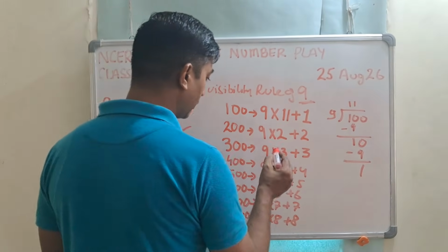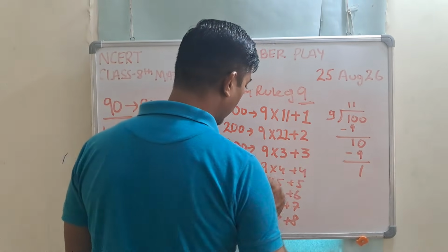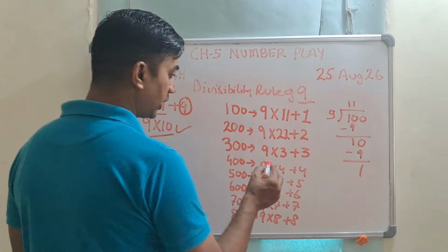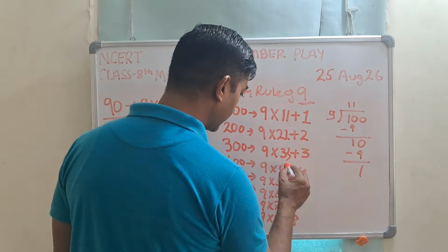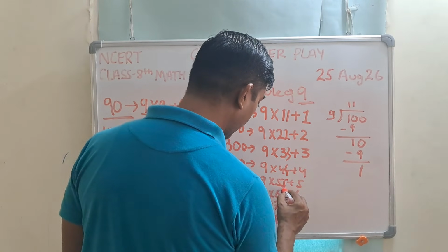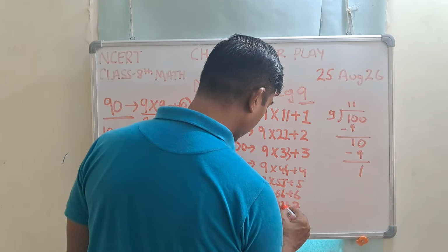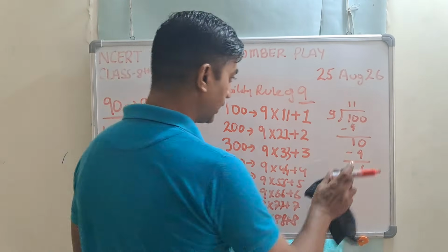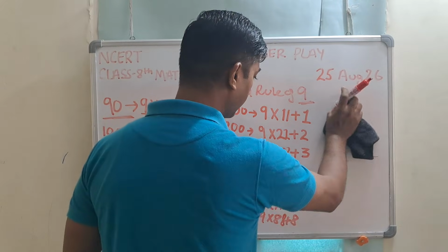Also in this case, what will happen? 22. Understood? 22, and in this case 33, in this case 44, in this case 55, in this case 66, in this case 77, in this case 88, and your remainder is 8. And let me show you the last example also.